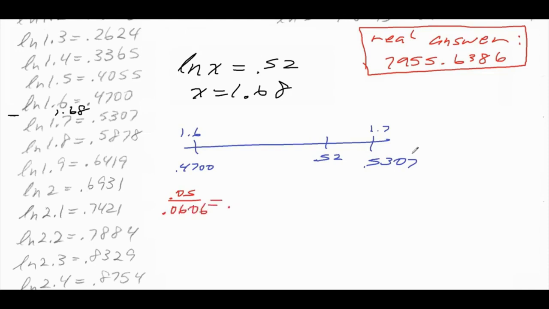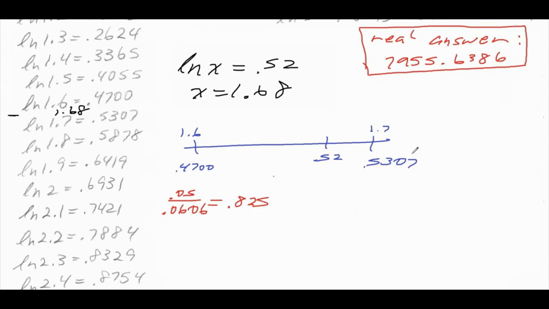And that gave me 0.825. So we're about 82.5% between here and here. Now this is only an approximation because this is not linear, but neither are square roots. But we use this technique to kind of get us closer.